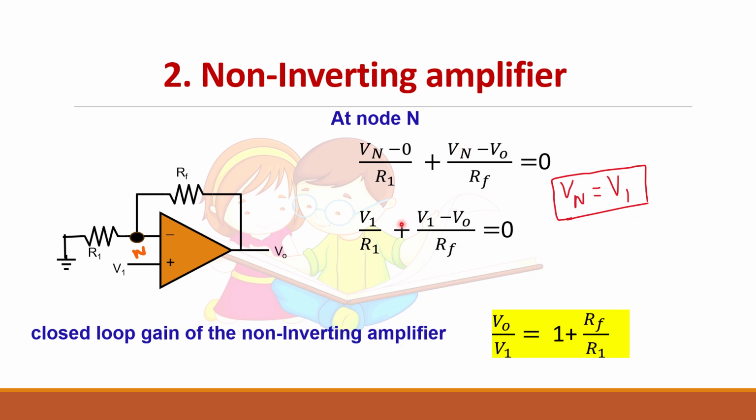You can simplify this one. If you simplify, you will get the relation V0 by V1 equal to 1 plus Rf by R1. So you can see here, this gain is positive and it is 1 plus Rf by R1. So by changing these two resistor values, you can change the gain of this op-amp.